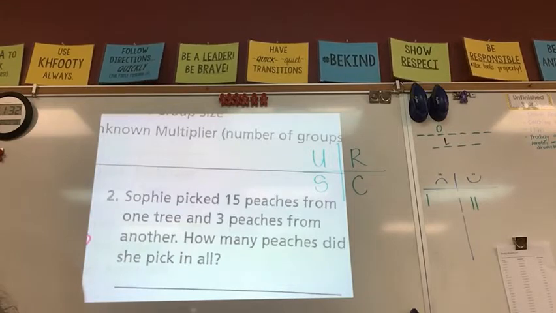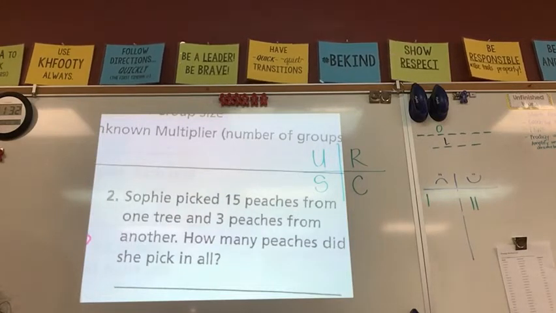Sophie picked 15 peaches from one tree and 3 peaches from another. How many peaches did she pick in all? Now be careful because it's story problem practice day. It might be one of those other problem types that you learned in 2nd grade or 1st grade or kindergarten, which means they're not all multiplication and division.